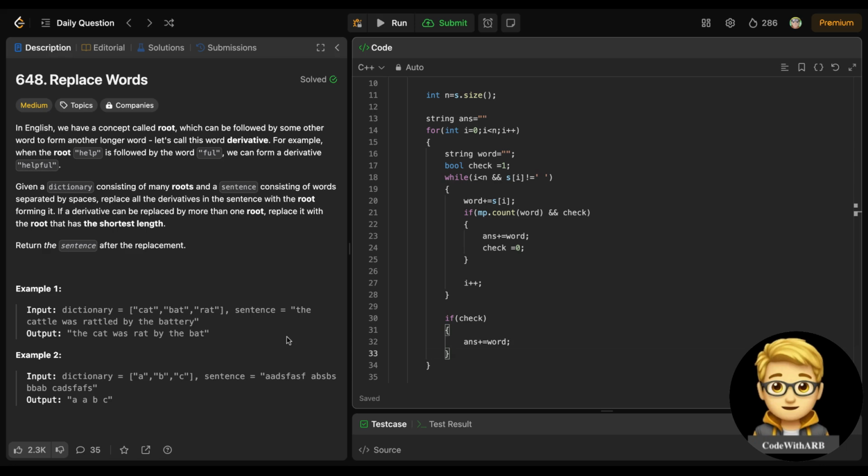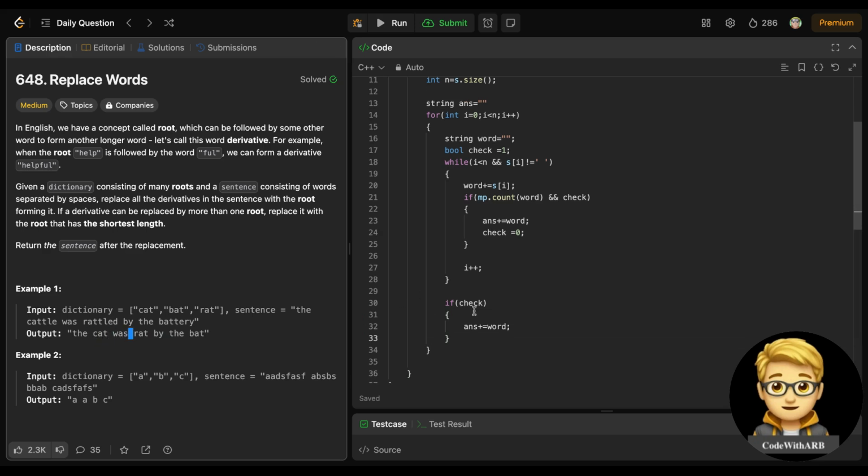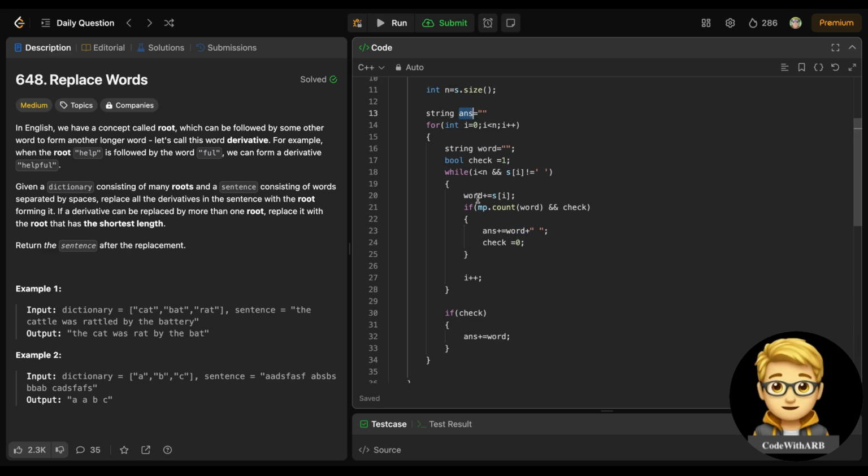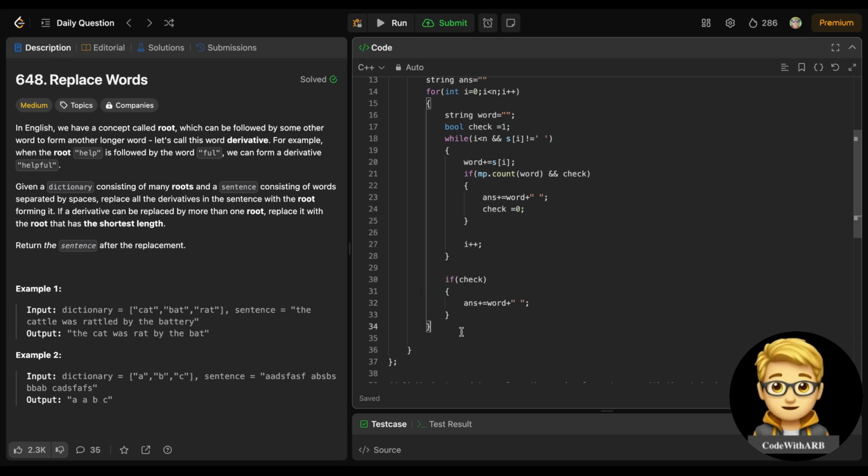Okay, one thing is also left: the sentence which we need to return is separated by spaces. If you see here, it is separated by space, right? So I need to add a space whenever I insert any word in my answer. But when we return the answer, I will not return the whole answer. Why?